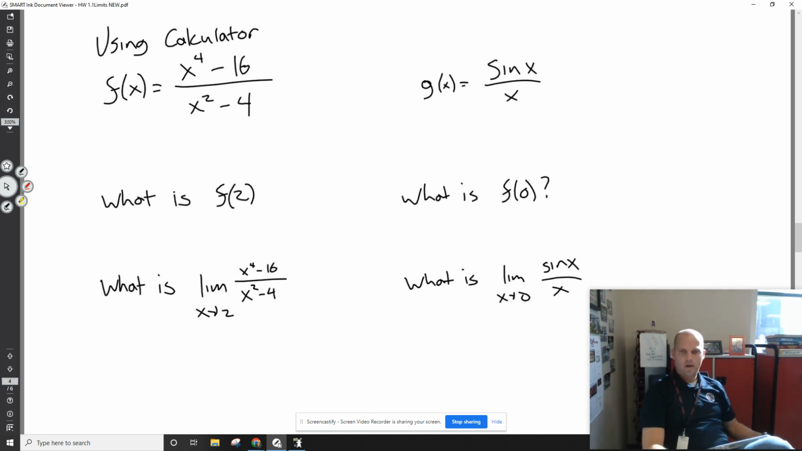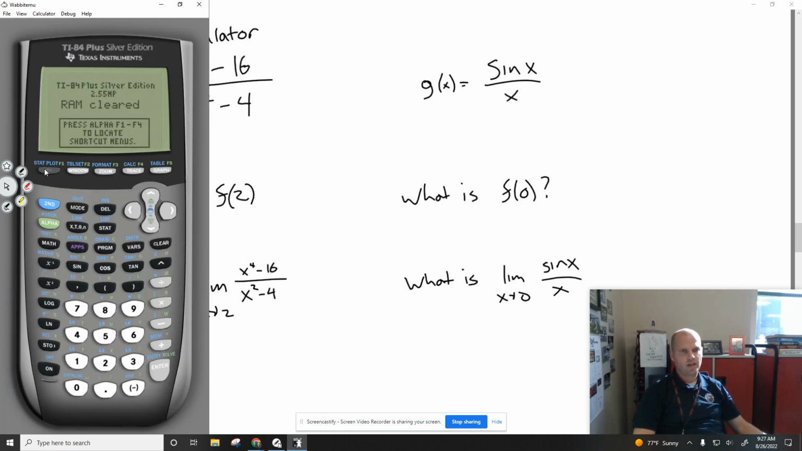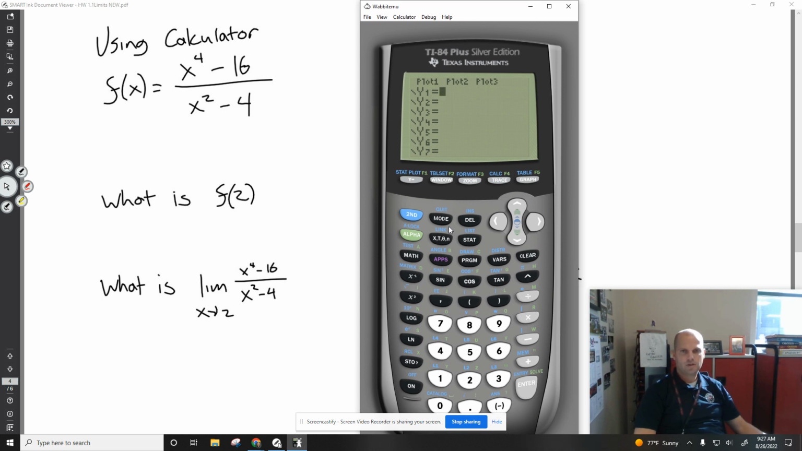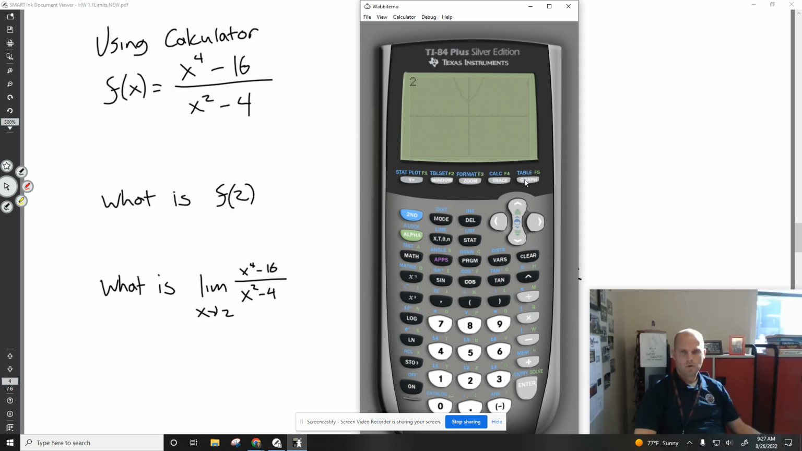You won't use a calculator on your quiz, but it's good to see what's going on here. Easy ways to look at things and check values in calculators is to graph. Again, you're not using your calculator on your quiz, so heads up. This is just for display and investigation purposes, and I'm going to show you how to do this without a calculator in a second. So here's the graph of x to the 4th minus 16 over x squared minus 4. And if I plug in 2, go to trace 2. This is an easy way to find y coordinates based on x coordinates.